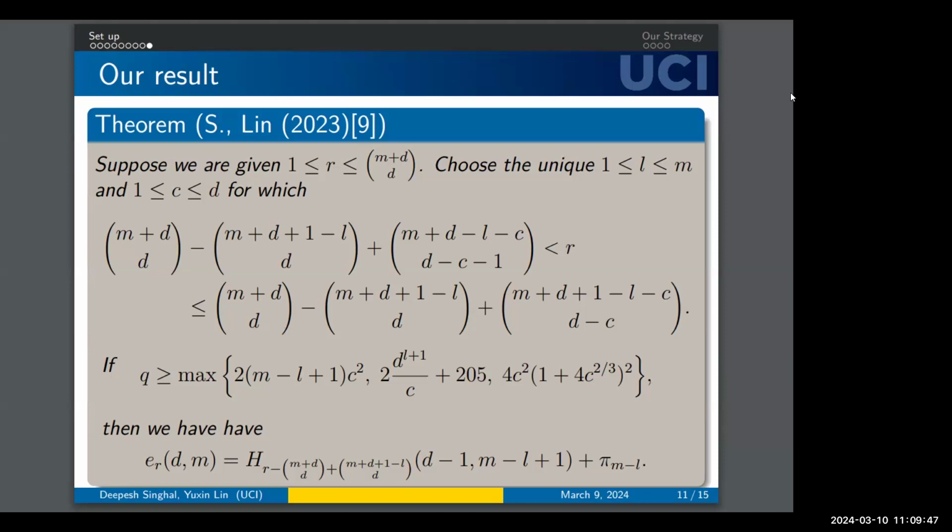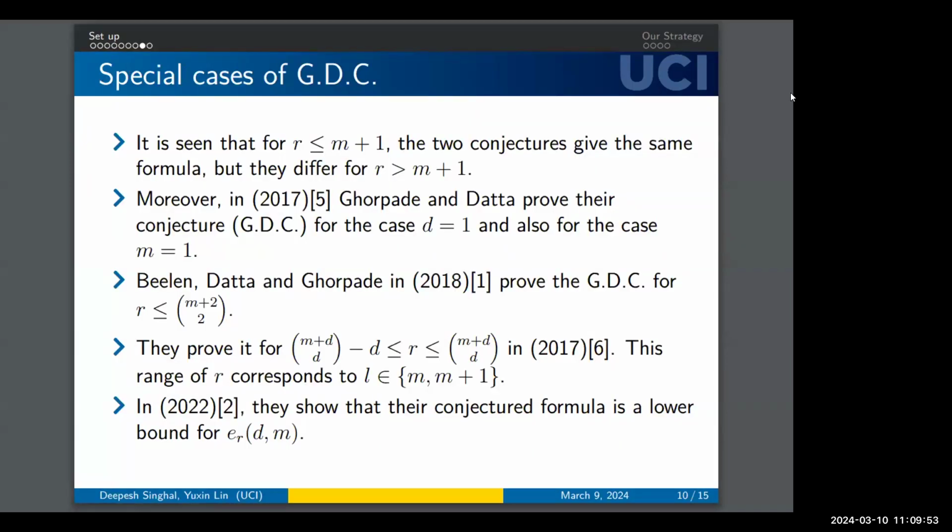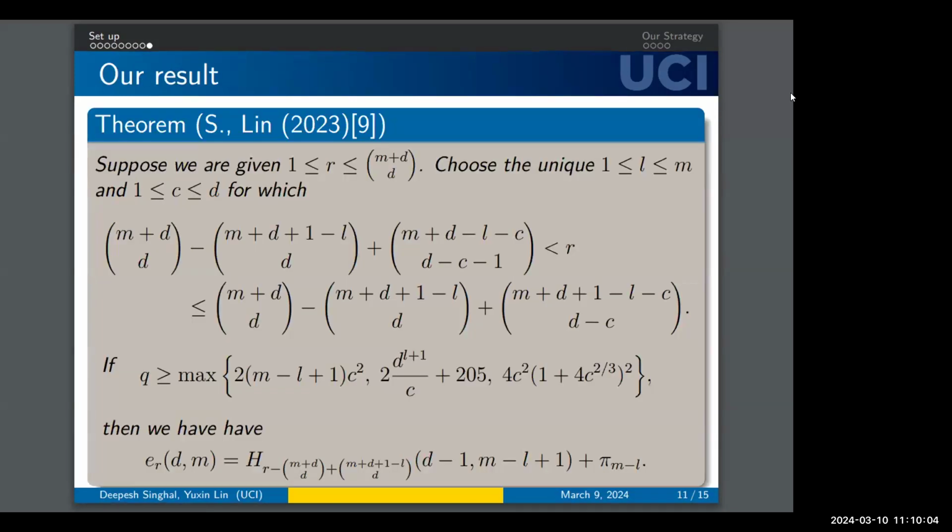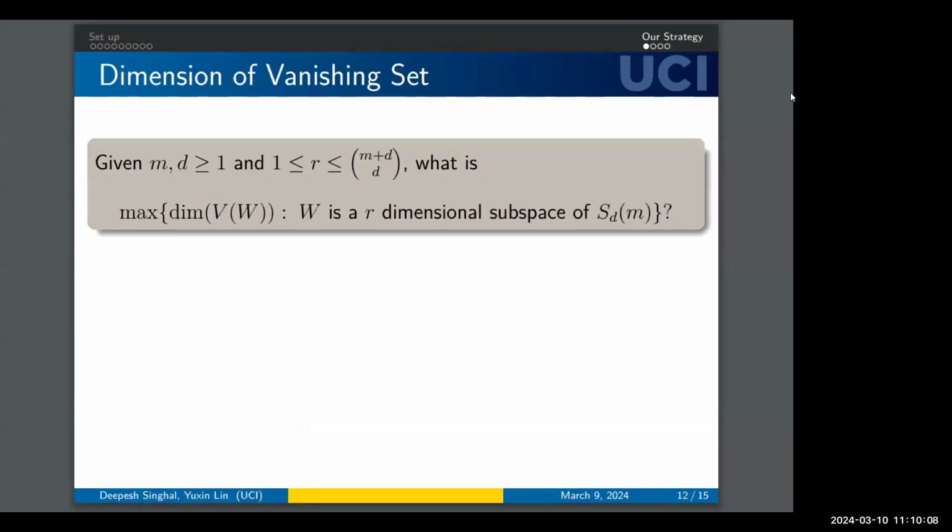So our method differs from the previous results because most of the previous results were all proven using very combinatorial techniques, and they did not give much geometric insights into the vanishing set of tuples, whereas our method is much more geometric. So we start by asking a simpler question.